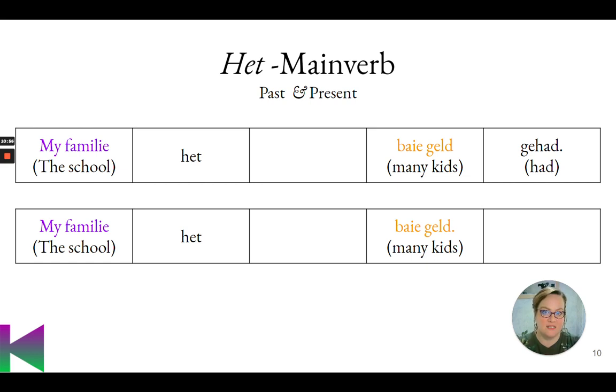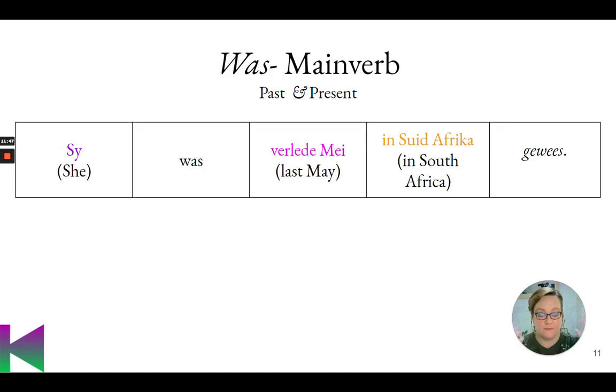That's it. So the sentences with het, that's part of the main verbs. Het is one of the only ones that conjugates. So that het changes into gehad, het gehad for the past, and it just falls away in the present. Good. Let's look at the was gewees.